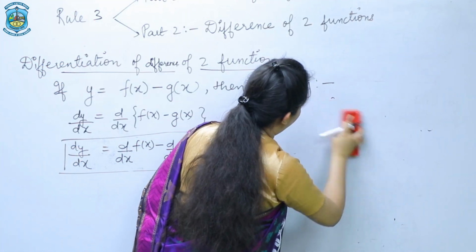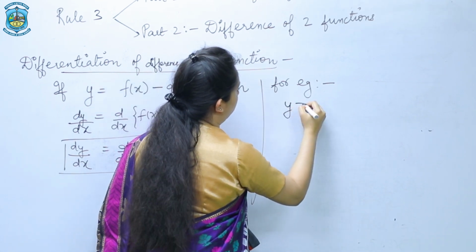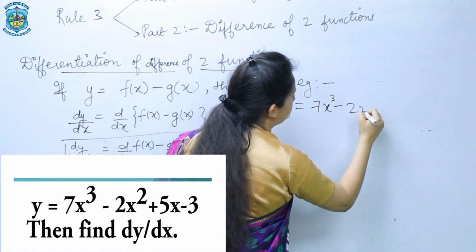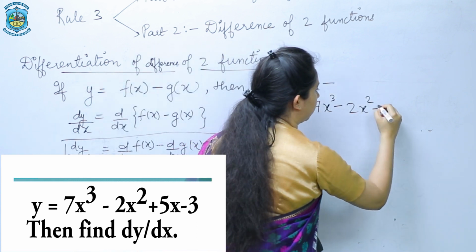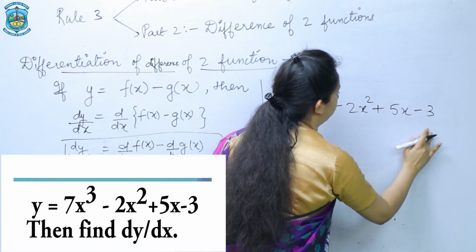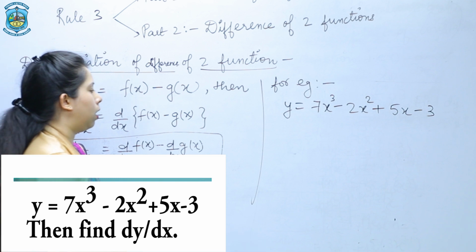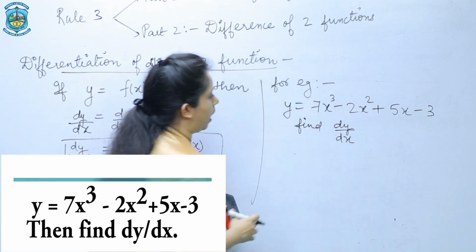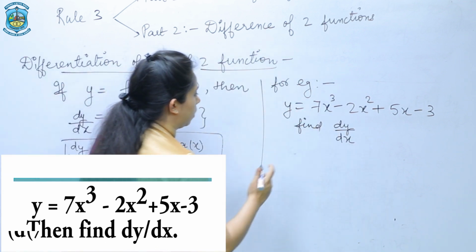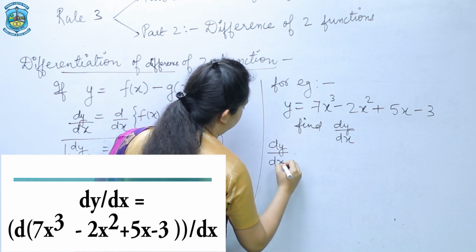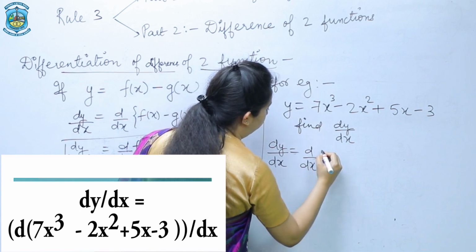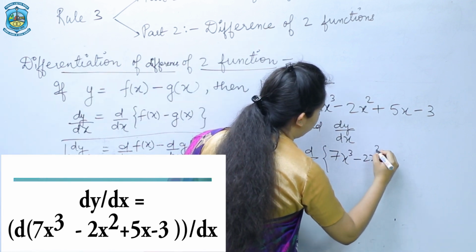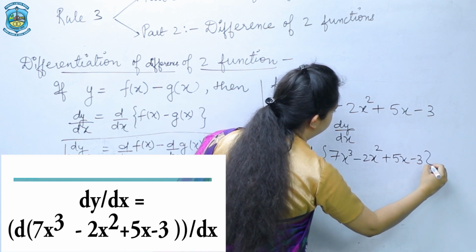So here we may consider y is equal to 7x cube minus 2x square plus 5x minus 3. This is the function. Now we wish to find dy by dx. So for this we will have to differentiate both sides with respect to x. So that will become d by dx of the whole term, that is 7x cube minus 2x square plus 5x minus 3.